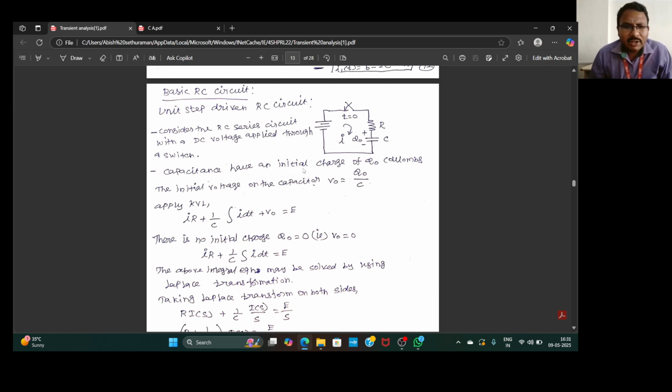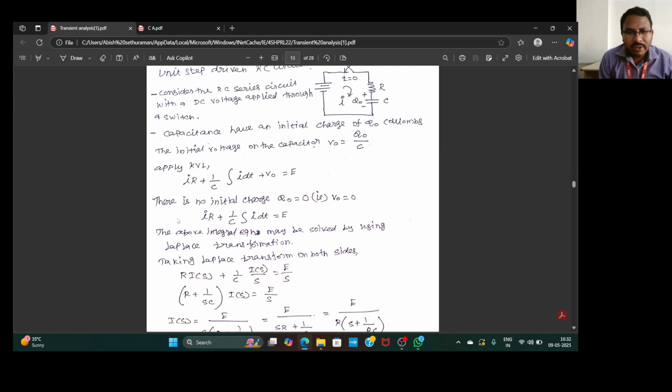Then the capacitance has an initial charge. So here, the resistor and additionally a capacitor should be connected. The capacitor has an initial charge of Q naught coulombs. Then the initial voltage on the capacitor is V naught equal to Q naught divided by C, based on the charge.